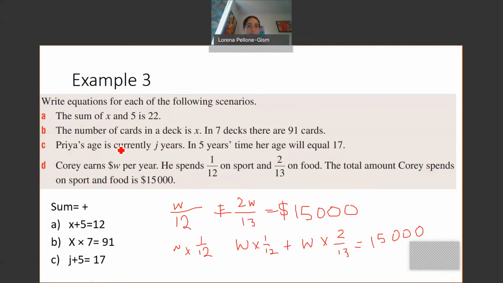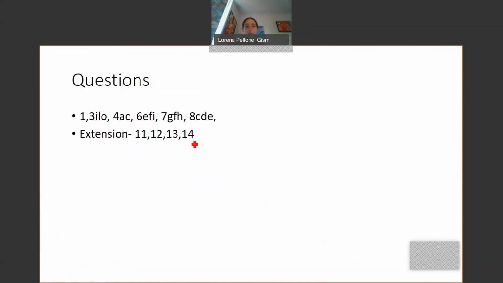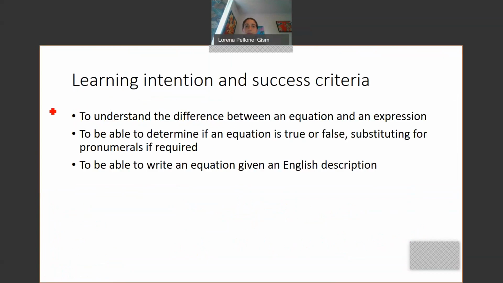Okay, let's keep moving. So here are the questions. I'd like you to do these from your textbook or these extension ones, depending on if you would like to take on those extension. Let's go back to the learning intention and success criteria now.